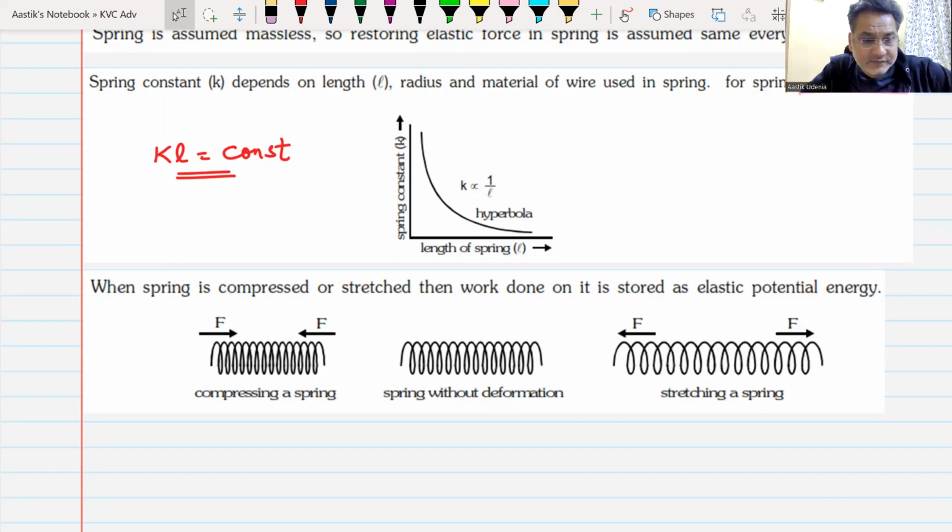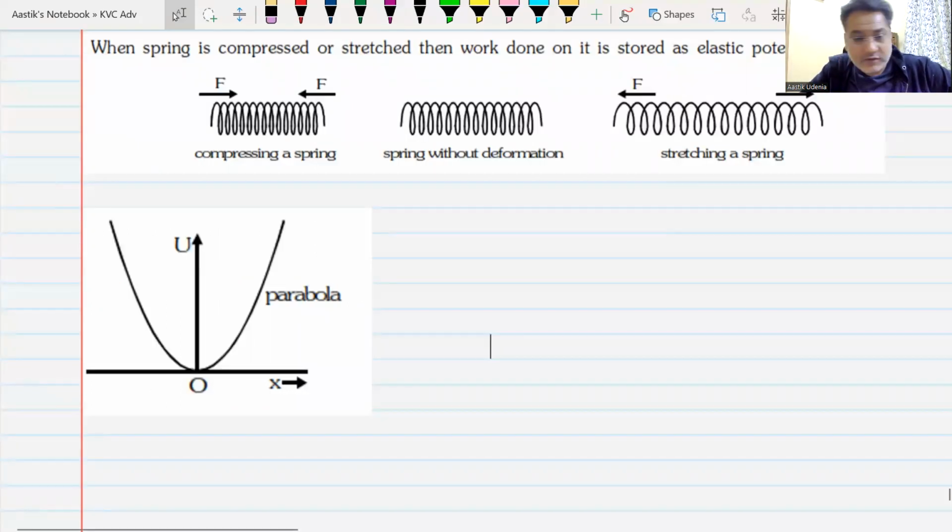This is the graph of spring potential energy. This graph is exactly same as the graph of potential energy of a particle executing SHM if the initial energy is taken as 0. Yes or no? Yes, sir.